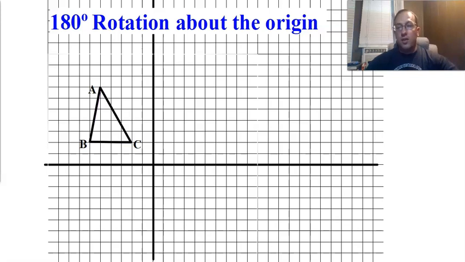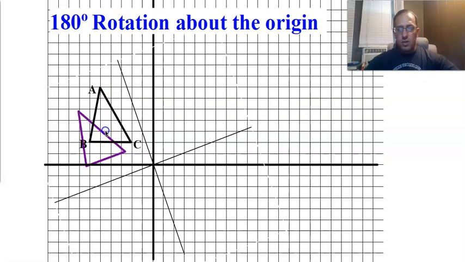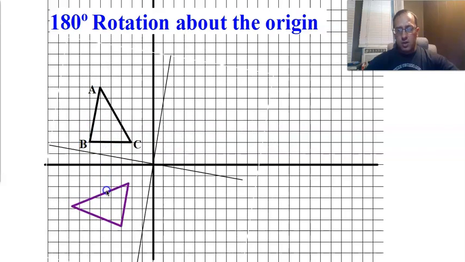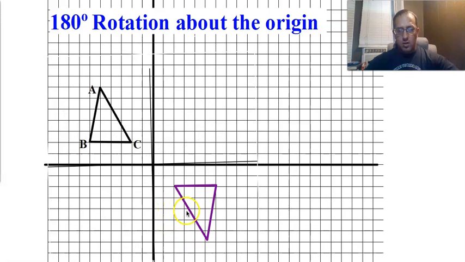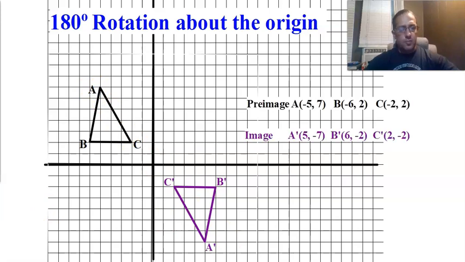Okay, so let's take a look at the next one. We have a 180-degree rotation about the origin. So first, let's go ahead and take this. We're going to spin it 180 degrees counterclockwise, because it doesn't say to do it any other way. That would be 90 and 180, so right there. So 180 degrees is going to put that there. Give me my A prime, B prime, and C prime.